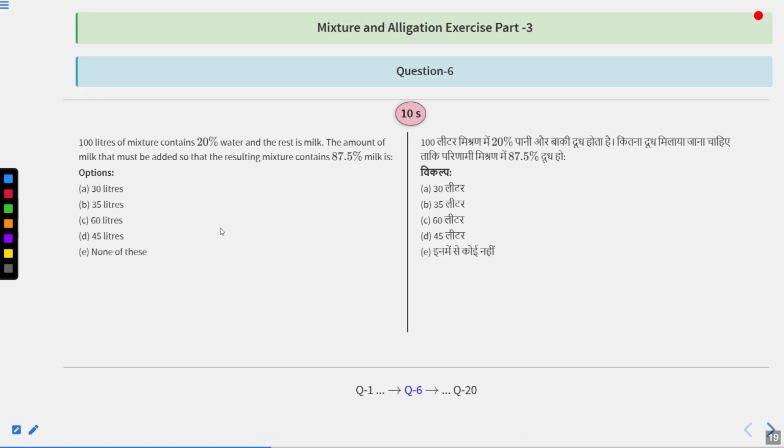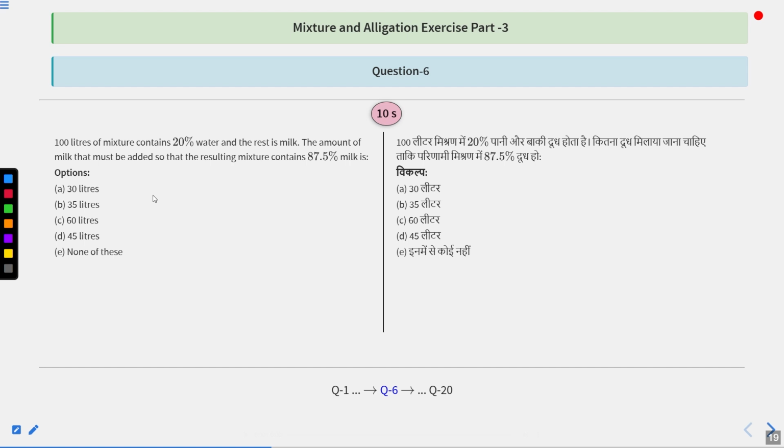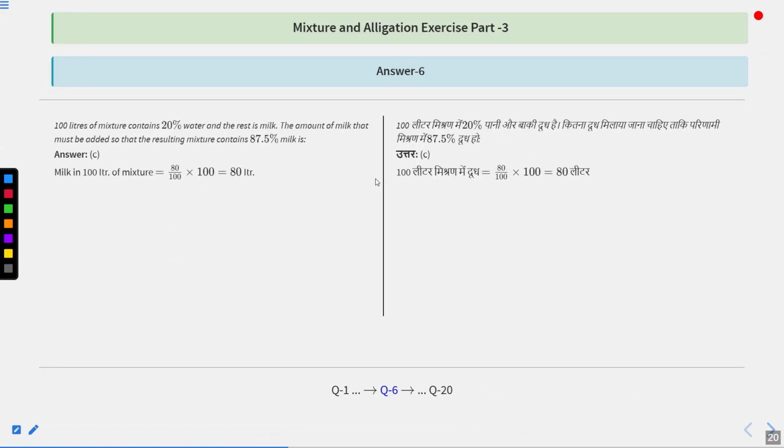Clear? Next one. 100 liters of mixture contain 20% of water and the rest is milk. The amount of milk that must be added so that the resulting mixture contains 87.5% milk is. You have 5 options and 10 seconds to analyze the question. Your time starts now. Now time's up. Let's see the solution.